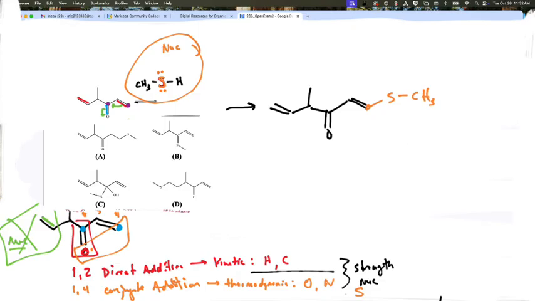Why? No charge on that sulfur. If that sulfur has 3 bonds, it should be positively charged. So it's still trying to show that 1,2, but maybe what you've memorized with nitrogens in those 1,2 direct additions is that it replaces the oxygen.